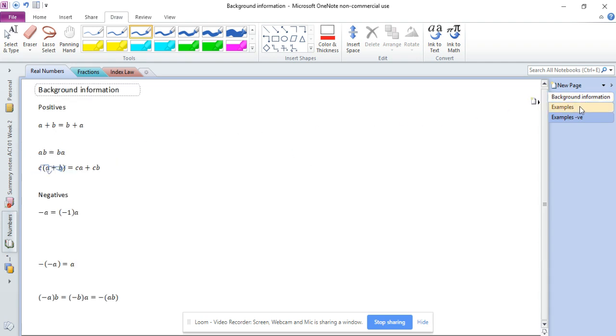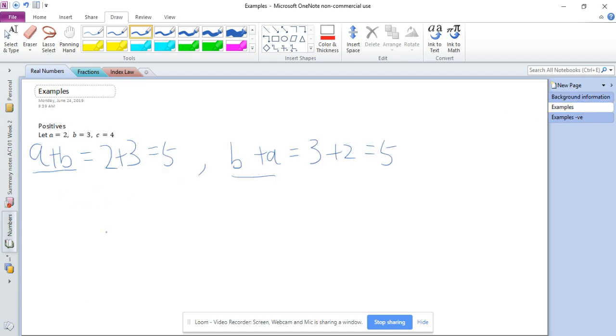Next property, AB. AB, which means 2 times 3. 2 times 3 is 6. How about BA? 3 times 2 is also 6. So they are the same. AB is equal to BA.